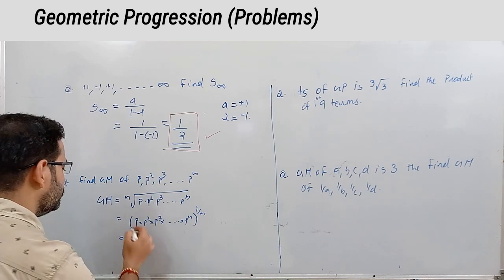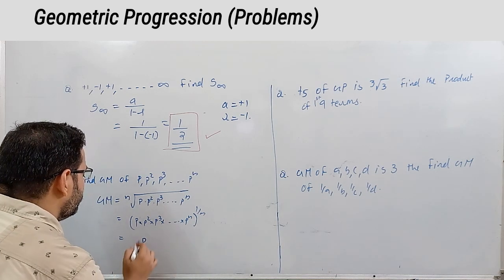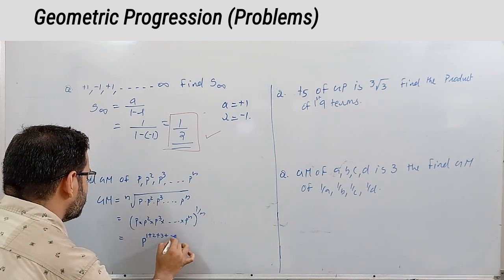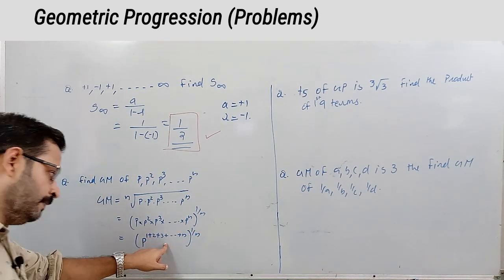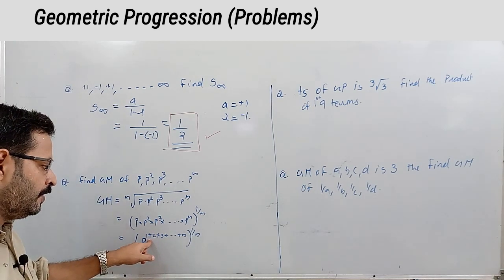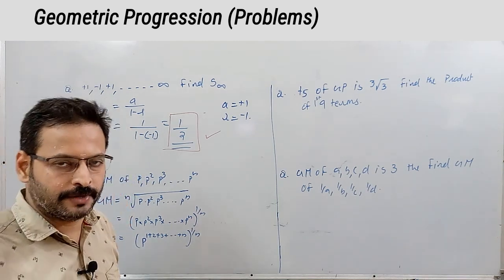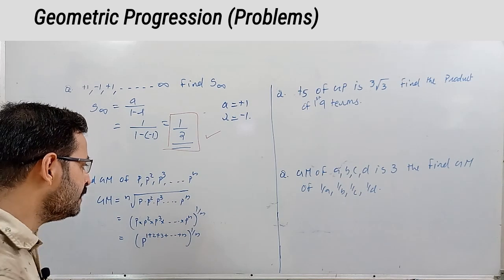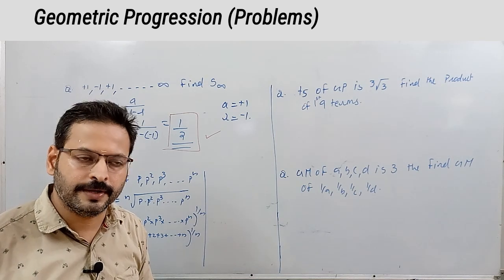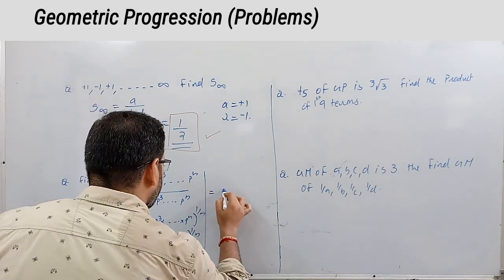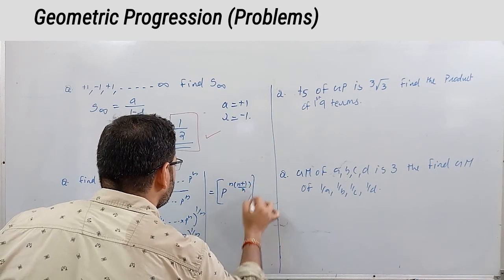Up to P raised to n, the whole raised to 1 by n. Okay, now using the property of indices, we can write it as P raised to 1 plus 2 plus 3 plus etc. up to n. In the exponent or power, the expression is of the form 1 plus 2 plus 3 plus etc. up to n. That means the sum of first n natural numbers. The formula for finding the sum of first n natural numbers is n into (n plus 1) divided by 2. Substituting that, P raised to n(n plus 1) divided by 2, the whole raised to 1 by n.